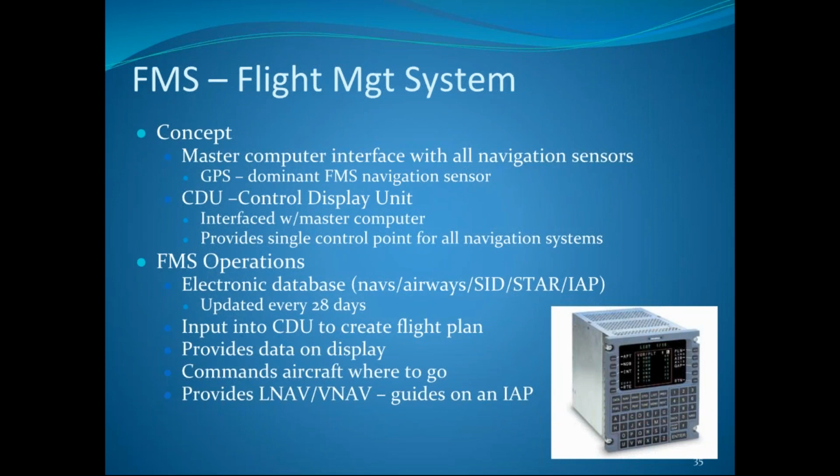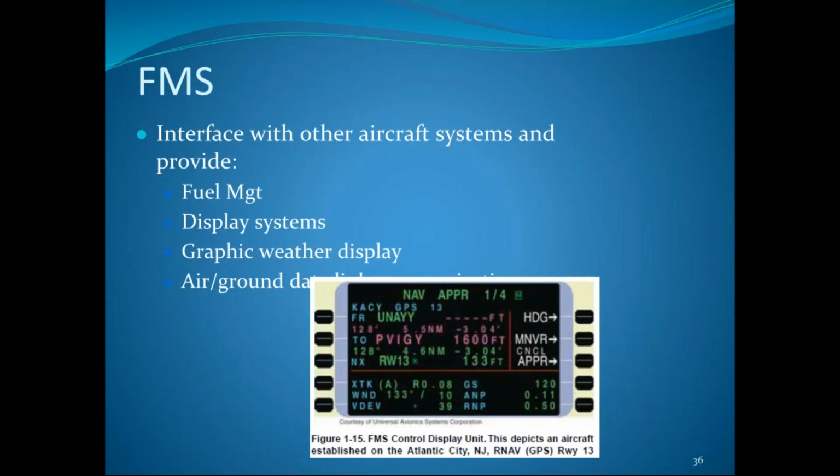So it provides that lateral and vertical navigation guidance on instrument approach procedures. So the FMS can provide those LNAV and VNAV guidance. The FMS interfaces with other aircraft systems to provide things like fuel management, display systems, graphic weather display, air and ground data links, and like I said before, the ACARS.